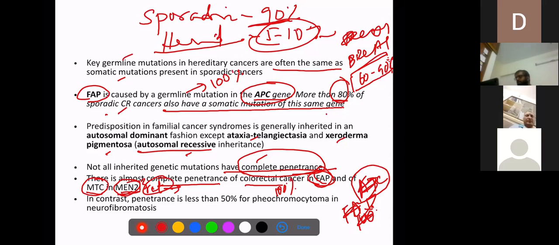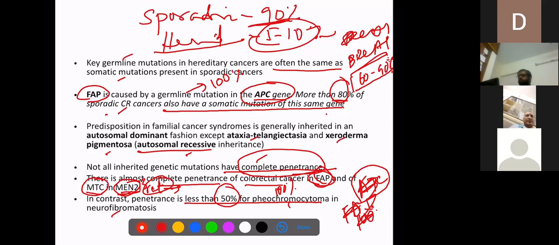In contrast, less than 50% for pheochromocytoma in neurofibromatosis. Not all, only 50 patients out of 100 patients with neurofibromatosis will develop pheochromocytoma. So penetrance is variable. You just understand that. Not always is there a complete penetrance.